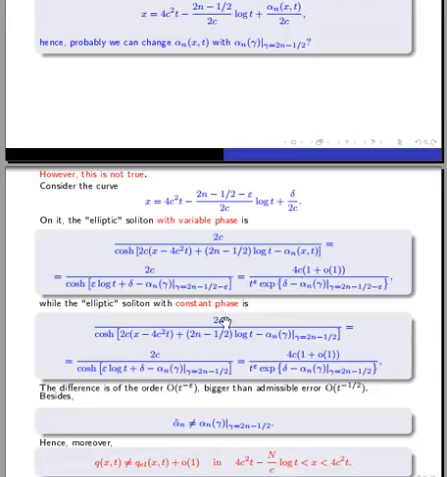Soliton with a constant phase will also be of the same order t to minus epsilon, but multiplied by a different constant. Here we calculate it at the point 2n minus 1/2 minus epsilon, and here we calculated it at the point 2n minus 1/2, and these are different constants. So the difference of these two solitons will also be of the order t to minus epsilon, which is bigger than the biggest admissible error of the order t to minus epsilon.